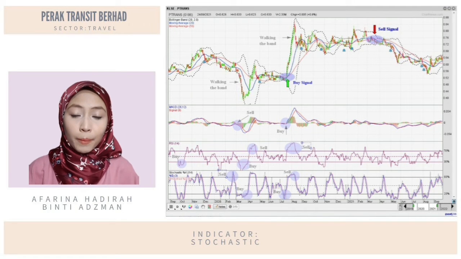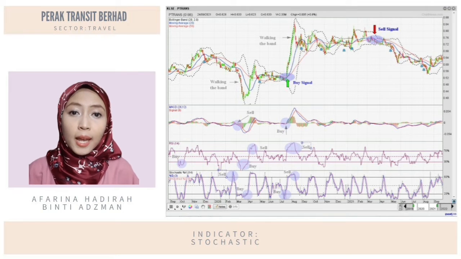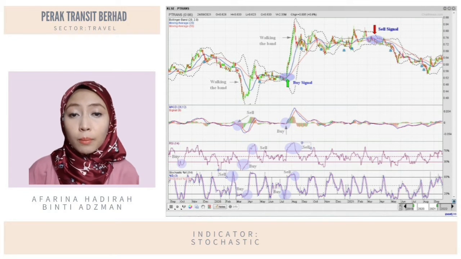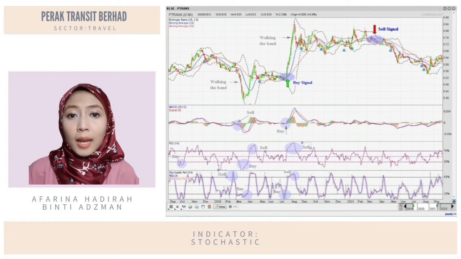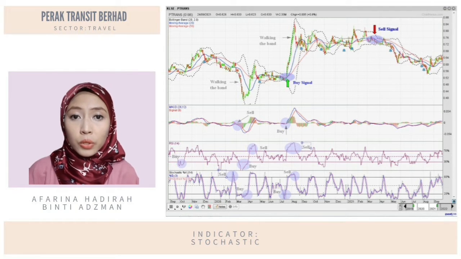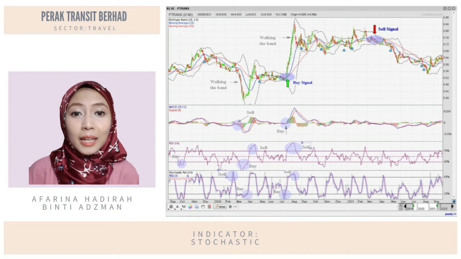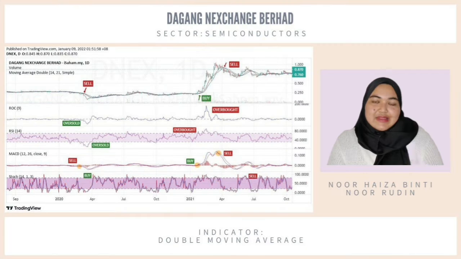The last indicator for Perak Transit is stochastic. The K line is represented in black color, and when it moves below the D line in blue color and both lines are in the overbought area, then cross back below the 80 line, it indicates a sell signal. The sell signals can be seen in February 2020 and August 2020. However, the buy signal is in March 2020 and July 2020 with the K line moving above the D line in the oversold area and crossing back above the 20 line.